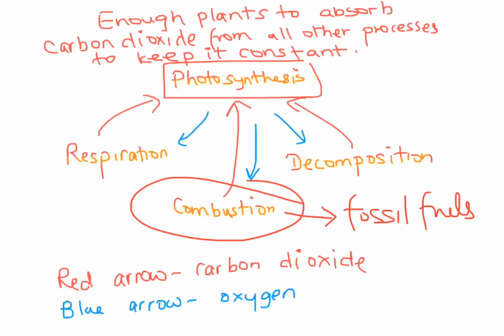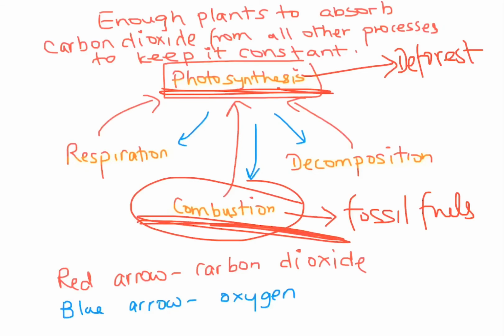But also, if you deforest too much, you're going to disrupt the cycle because there's going to be fewer plants. Or if you burn too much, there's going to be too much carbon dioxide produced and not enough plants to absorb it. So these are two reactions that human beings have impacts on that can disrupt the carbon cycle.